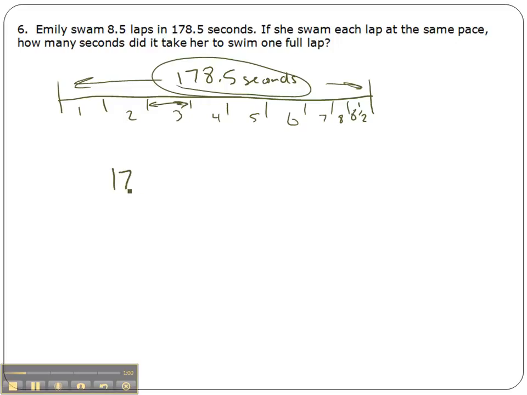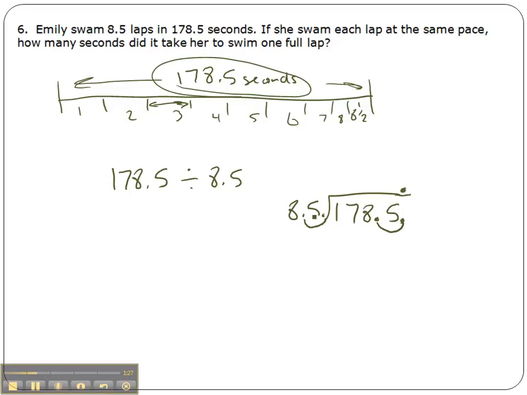So 178.5 divided by 8.5. Remember, we don't divide by a decimal, so I need to move this decimal one place to the right in my divisor. And whatever I do to my divisor, I have to do the same thing to my dividend, one place to the right. We'll put the decimal in our answer.